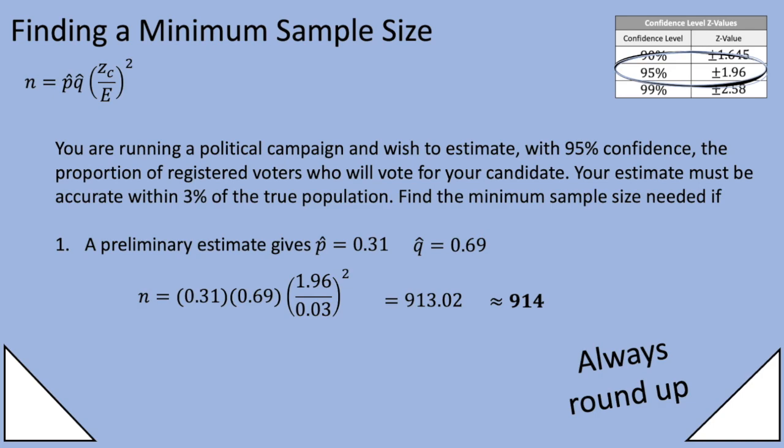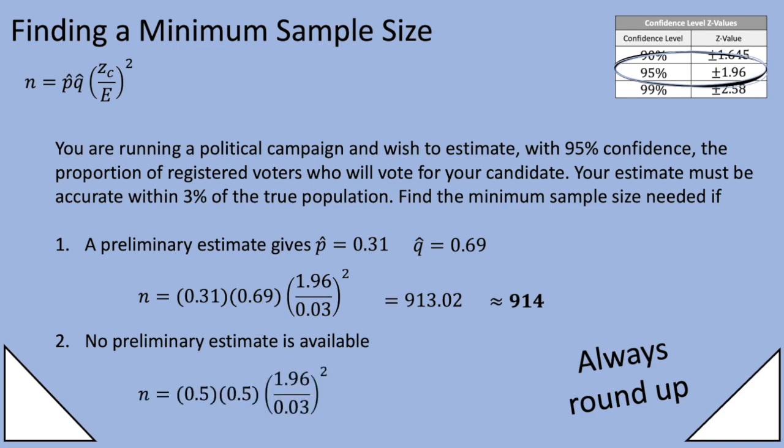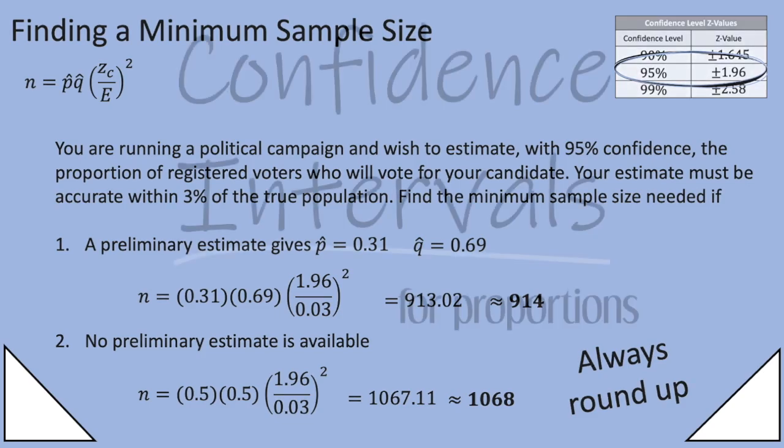914 in our sample. Now, what if there's no preliminary estimate available? That's when we use the 50-50 split. So instead of putting in 0.31 and 0.69, we put in 0.5 and 0.5. And we get 1067.11, always rounding up. We get 1,068 people needed. Usually that 50-50 split is a worst case scenario, so that will give you the highest number of all of these.